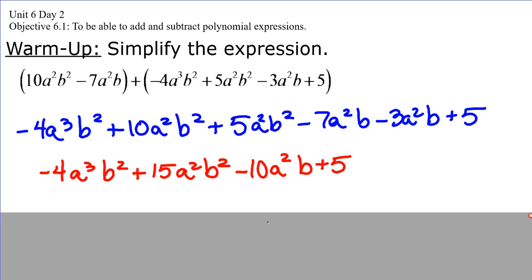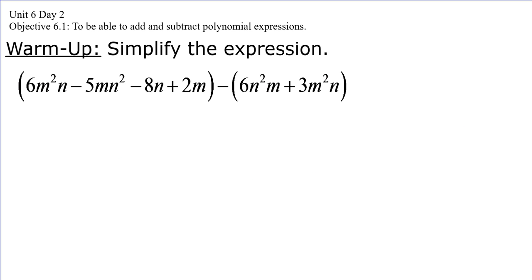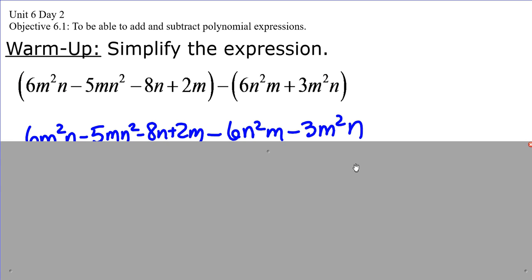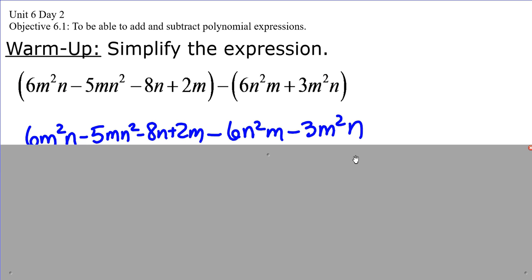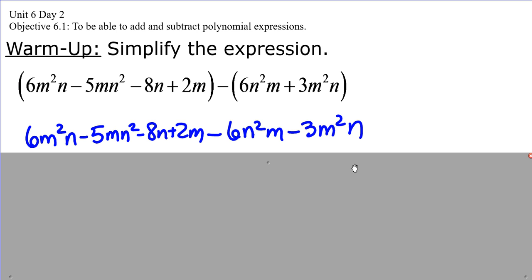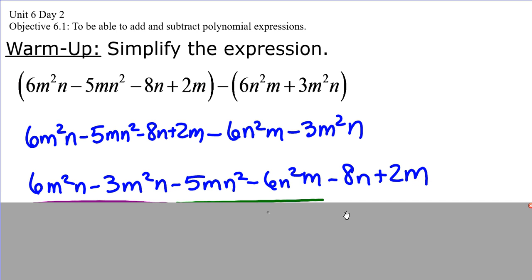Let's try another one. Here we want to simplify this expression, and these two polynomials are being subtracted. So we have to remember subtracting means taking the opposite of what you're given to work with for that second expression. So if we take the opposite of what we're working with, now we can look at rearranging like terms together to combine them and simplify. So we do have some m squared n's, and then we've got n squared m's, and then we just have two terms with no matches.